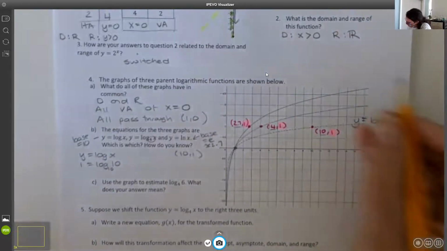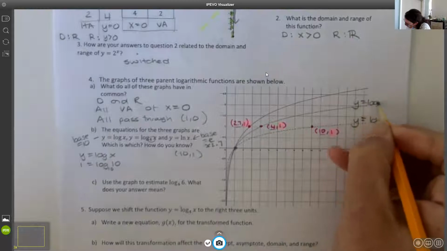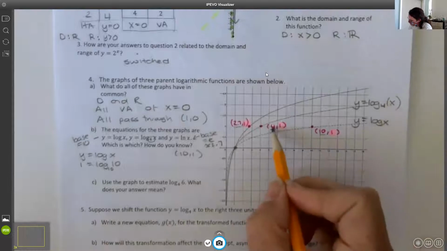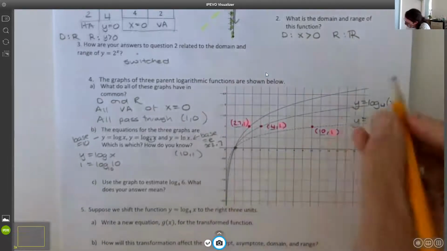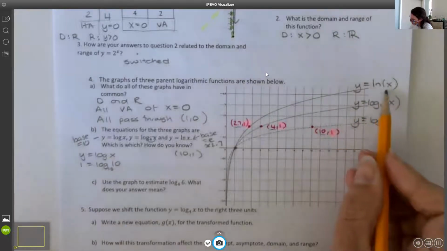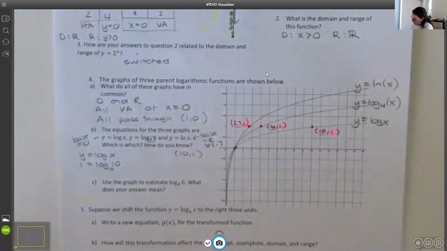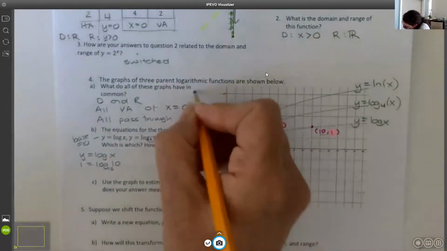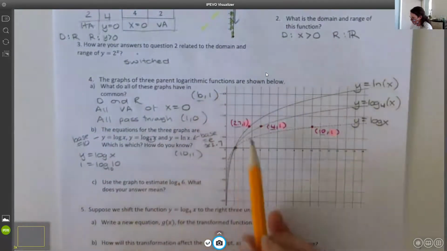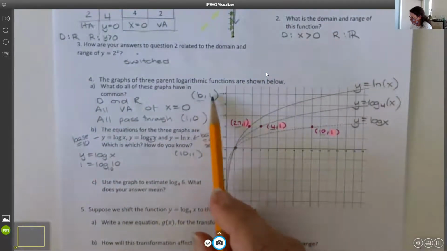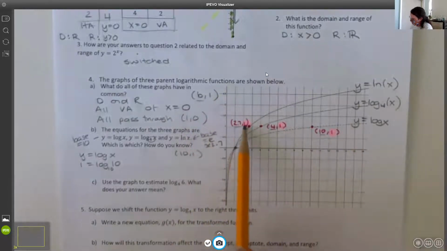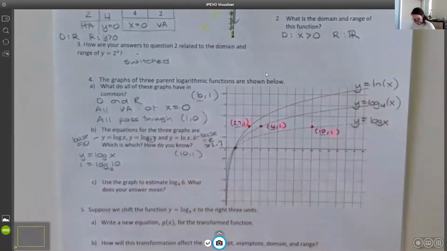And so this one is going to be y equals log base 4 of x, because log base 4 of 4 is going to be equal to 1. And then this one is going to be the natural log of x, because that's log base e of e is going to be equal to 1. So they also all go through the point (b, 1), whatever the base of your log is. All of the log functions are going to go through the point with the base, and then the y value is going to be equal to 1.